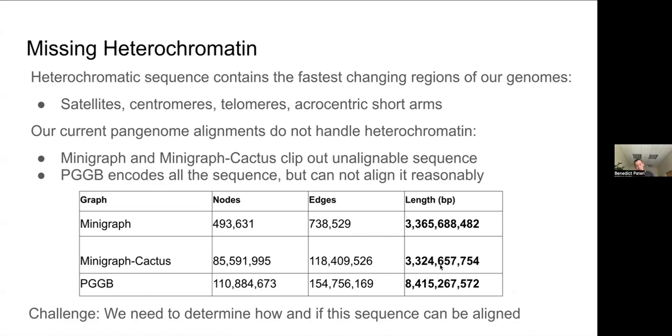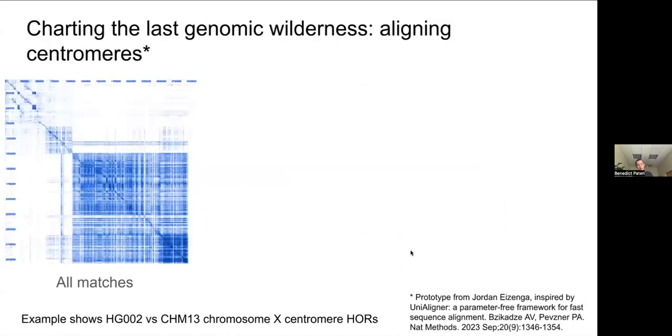Yeah, so anyway, that was where we left it with the draft. We sort of had a means to deal with the euchromatin, but not really the heterochromatin. So now in the last year or so, we set about devising algorithms that would allow us to actually make reasonable alignments in these, I've been referring to them as the last genomic wildernesses. These places where we really just don't know what is there and how to compare it. So how do we do that?